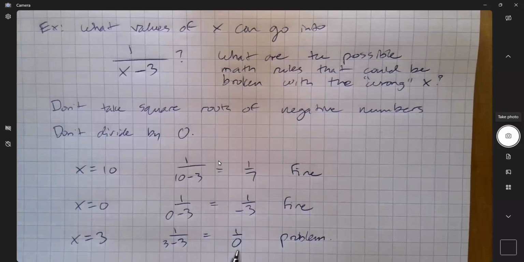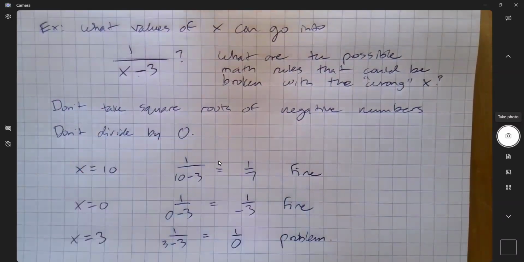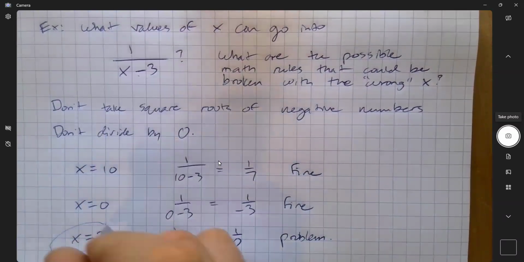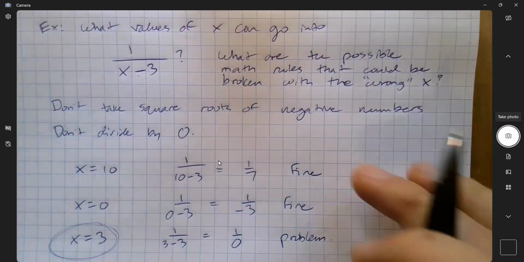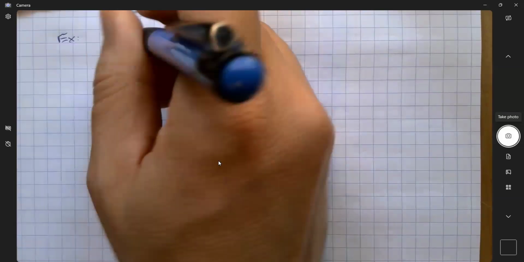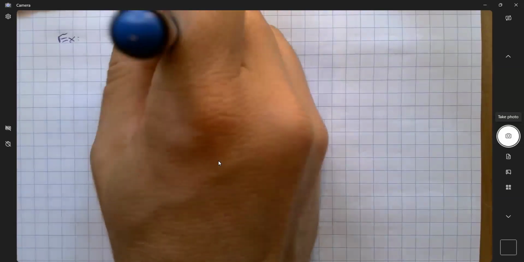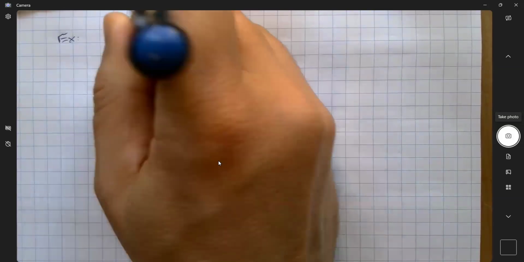So what values of x can go into this expression? Another way to say that is, what are the values of x that would break this expression? And the value that would break this expression is x equals 3. Let me give you another example, and then we'll write this down as a general rule. I'm not going to worry about square roots right now because we're focusing on rational expressions. Let's do x plus 7 over x minus 1 times x plus 4.